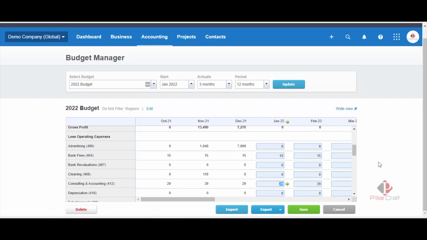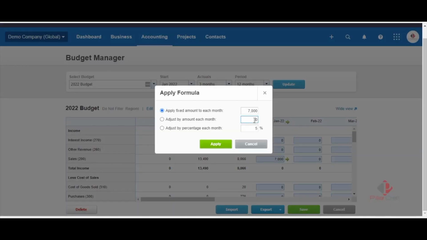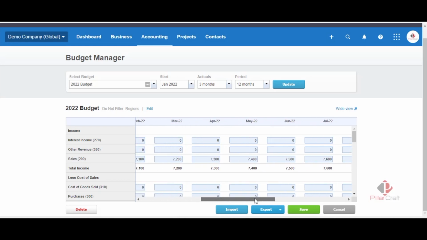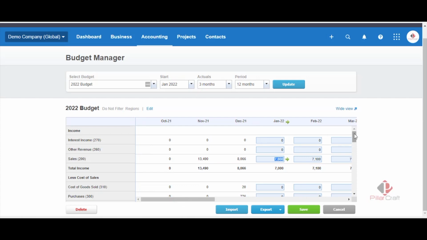Apply. Now, we may plan that our sales is about this, and we can do an average. 8 plus 13 will give us 21, divided by 2. Let's say we want to have a 7,000 income that grows by 100 every month, and then we apply it, and Xero will basically help us create our sales target for the month. Now, please note, like I said, this is just a basic budget procedure.